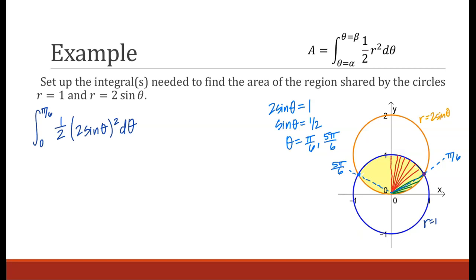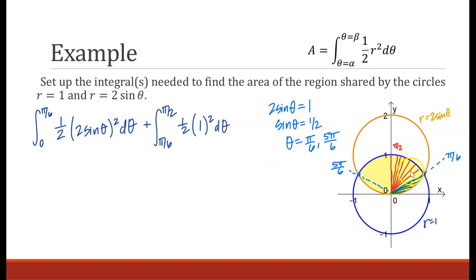So I can kind of keep going, and you know what? I'm actually going to stop at the angle pi over 2. So I'm going to go ahead and set up an integral that finds the rest of this little area here from pi over 6 to pi over 2. So we're going to have plus the integral from pi over 6 to pi over 2 of 1/2. Our r value this time is just 1, so 1 squared d theta.